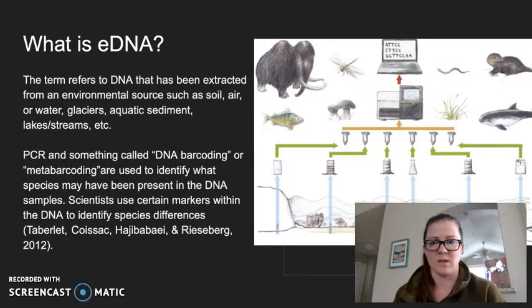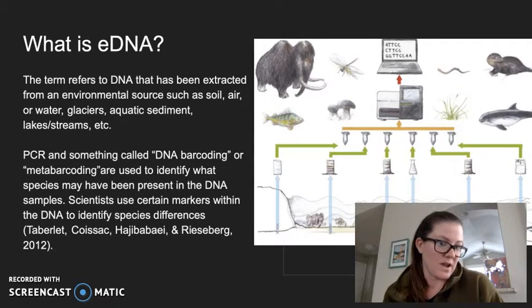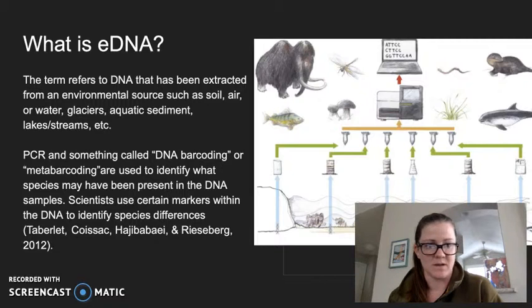So eDNA is basically DNA that's extracted from an environmental source. That would be something like the soil, air, water, or it could even be biological, like seeds or hair of an animal, glaciers, sediment is kind of commonly what I've seen. It's where the samples have been taken from.